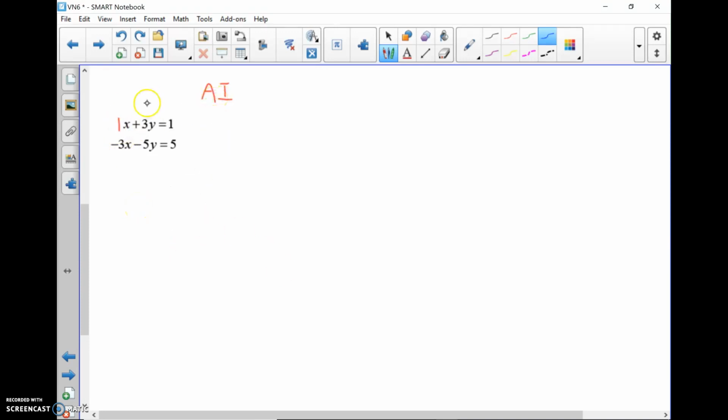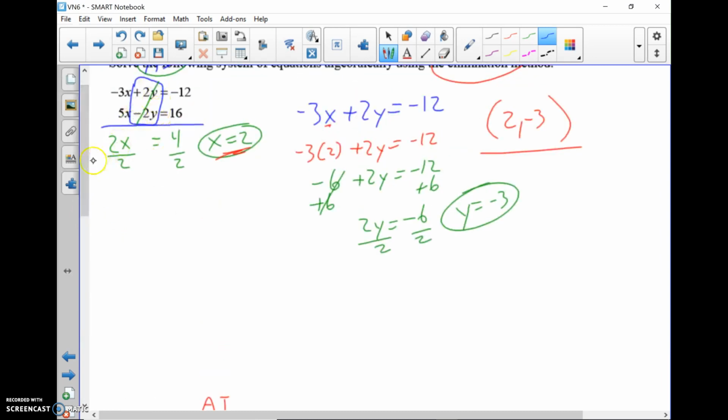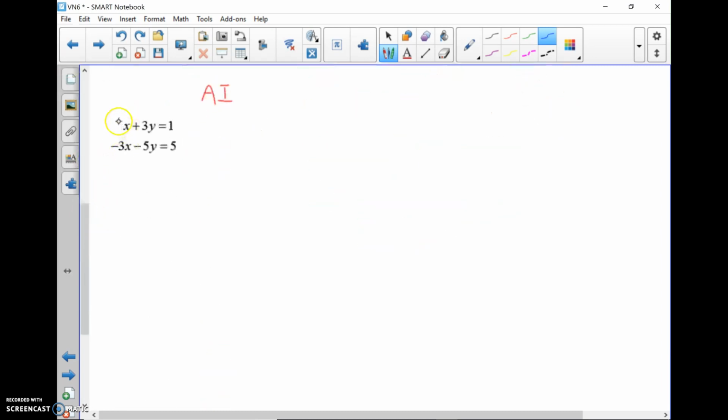Is it possible to get an additive inverse here? Yes. There are some complicated cases where you might have to change both of them, where if I multiply this by 5 and this by 3, then I'll end up having 15 over 15. But we're not going to do that. We're going to take the easiest method we can. And so if you don't have the additive inverse to start, look for the coefficient of 1.